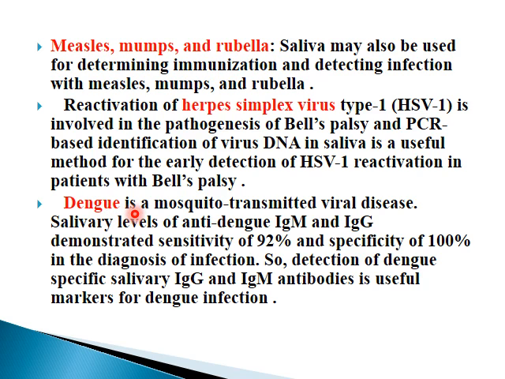Dengue is a mosquito-transmitted viral disease. Salivary levels of anti-dengue IgM and IgG demonstrated a sensitivity of 92% and specificity of 100% in the diagnosis of infection. So detection of dengue-specific salivary IgG and IgM antibodies is a useful marker for dengue infection.